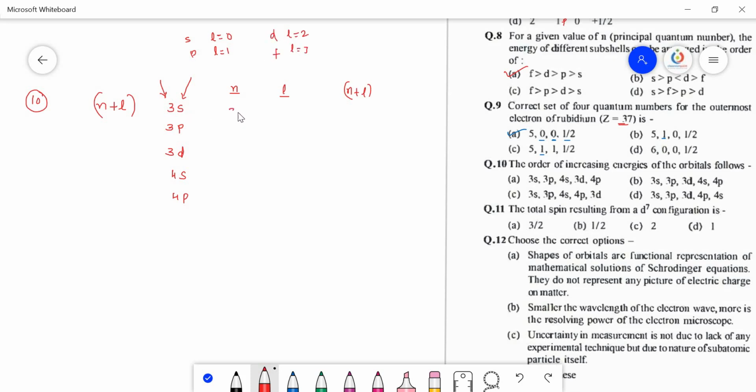So here it is n value 3, L value 0, n plus L value is 3, and n value 3, L value 1, so it is equal to 4. This is 3, 2, 5. This is 4, 0, 4. This is 4, 1, 5. Now the point to be remembered to find out the higher energy orbital is, the higher the n plus L value, the more will be the energy of the orbital.